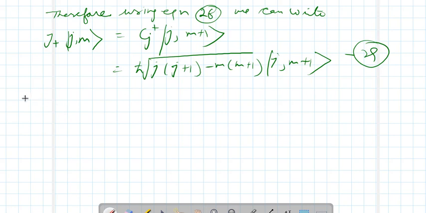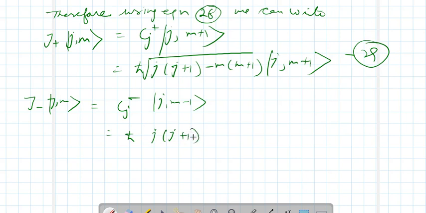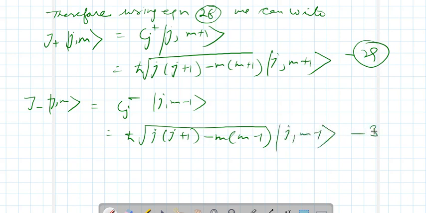And this J minus |j m> can be written as C_j minus |j, m minus 1>. So it can be written as h cross j into j plus 1 minus m into m minus 1 whole under the root, |j, m minus 1>. And let me call it equation number 30. And these two equations can also be remodified.